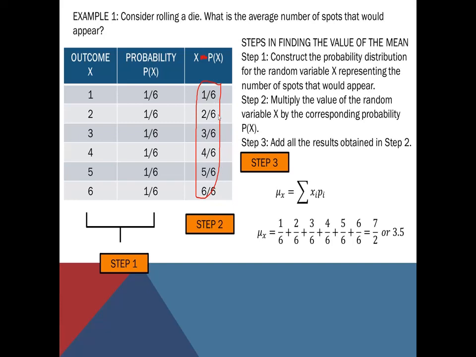So, 1/6 plus 2 over 6 plus 3 over 6 plus 4 over 6 plus 5 over 6 plus 6 over 6. That is 7 over 2. Kani siya is the simplified form already. Munang na 7 over 2 na siya. Or, that is 3.5. Therefore, 3.5 ang average number of spots that would appear if we're going to roll a die. So, that is the mean.